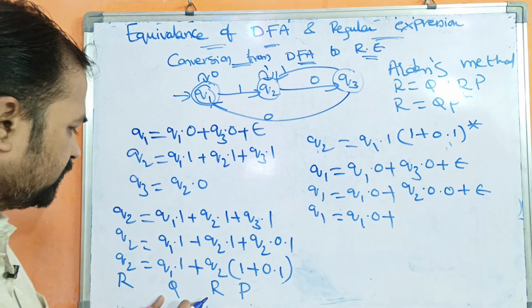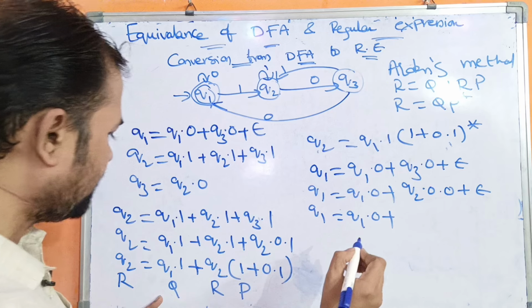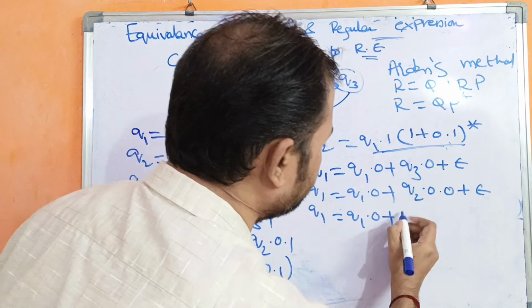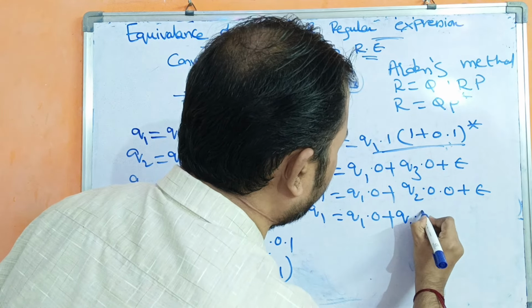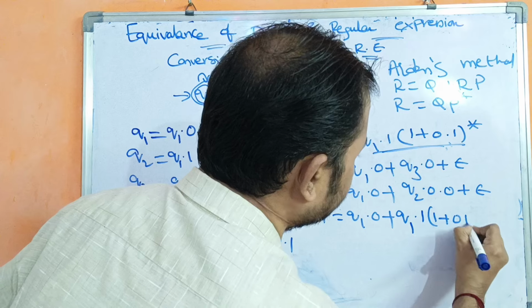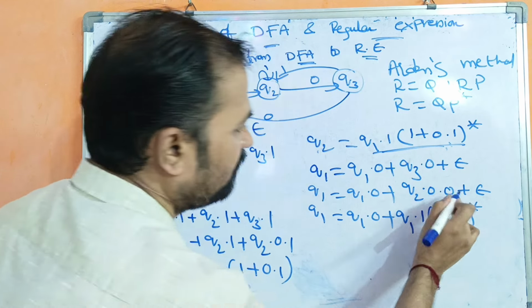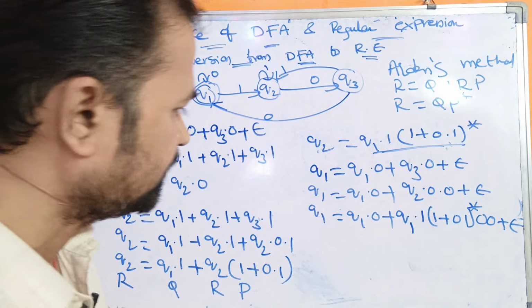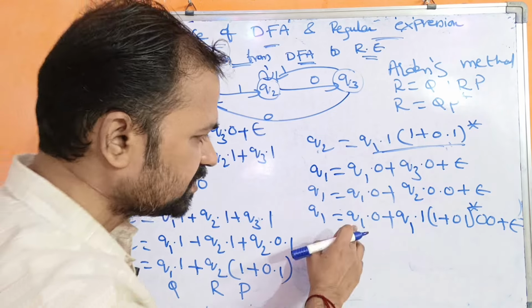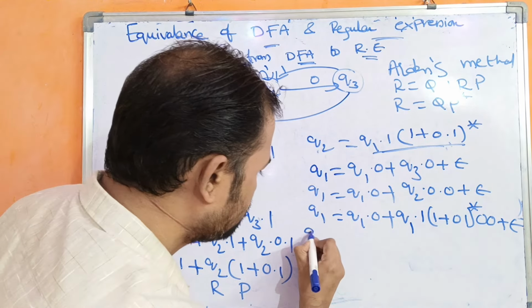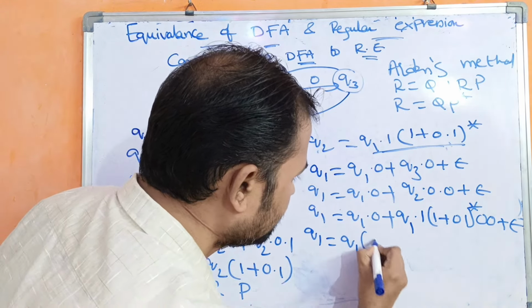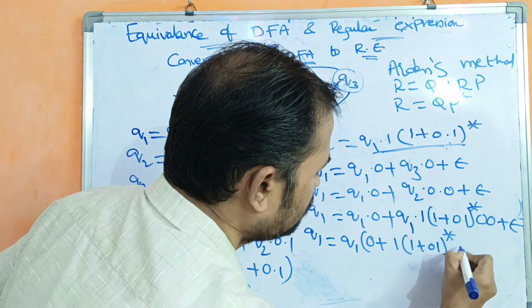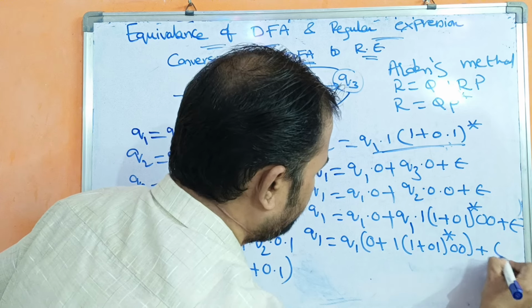This is the final Q2 value: Q1 into 1 into (1 plus 0 1) star. Here we have two more zeros, 0 0, plus epsilon. If you observe the equation, Q1 is the common term. So Q1 is equal to Q1 times (0 plus 1 into (1 plus 0 1) star into 0 0) plus epsilon.